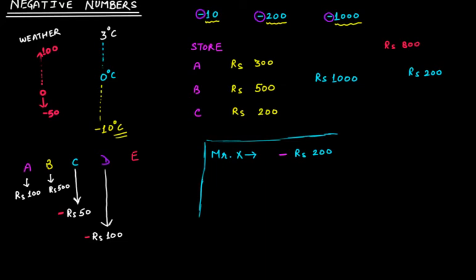Now we have a better understanding of what negative numbers are, and we learned how to use them, when to use them, and what they actually mean. Since we are done with this, now we can understand what integers are.